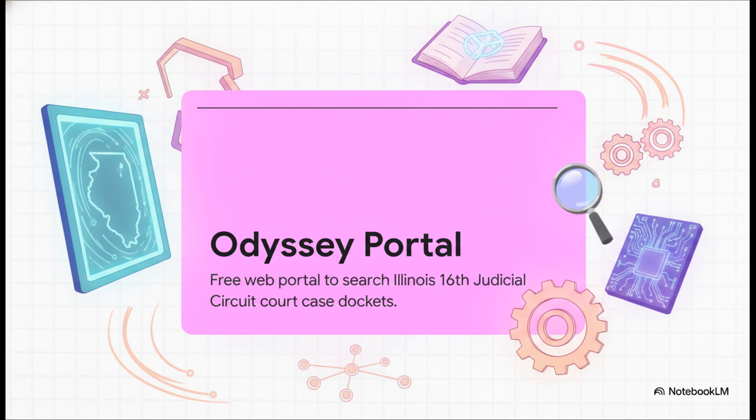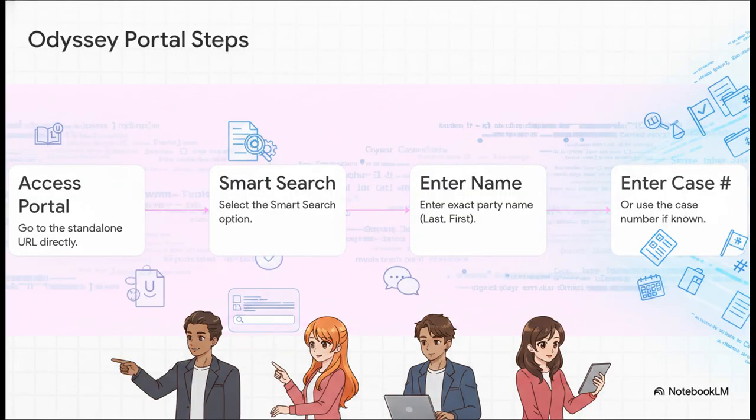Access the standalone portal directly using its specific URL. Going through the main county website's built-in viewer frequently causes totally annoying browser compatibility errors. Going direct bypasses all those technical glitches. Navigating the portal is actually super straightforward. Once you hit that standalone URL, just click on the Smart Search option on your dashboard.